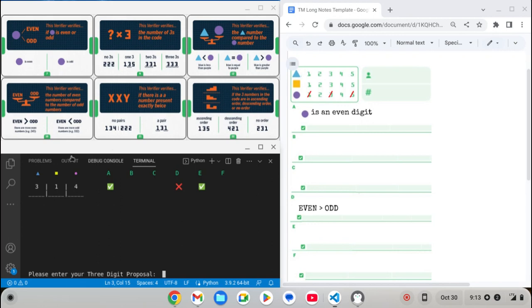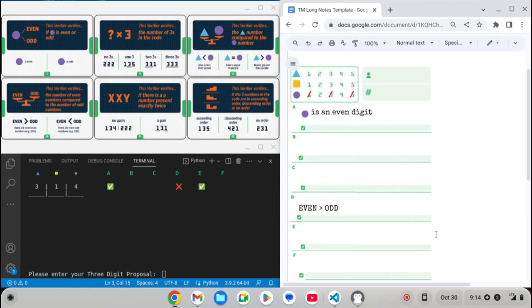Okay, so for criteria card E, it's letting us know a little bit about whether there's a pair or not. Notice that in my proposal, 314, they are all distinct, so no pairs. And the Turing machine confirms that. So let's go ahead and type that up in our notes in section E.